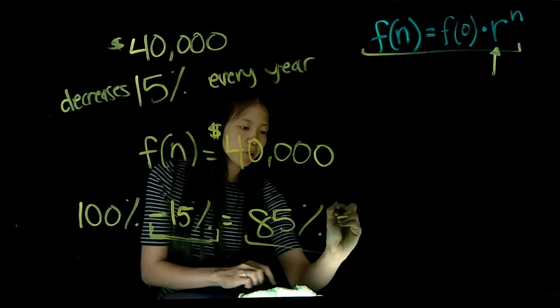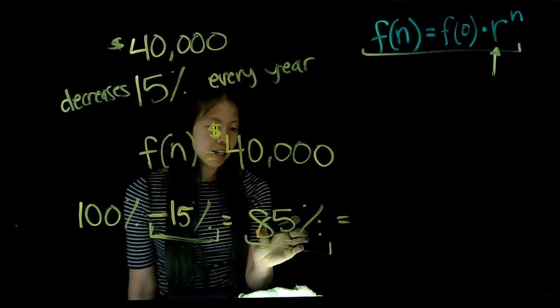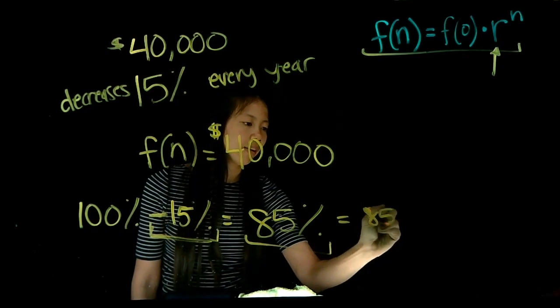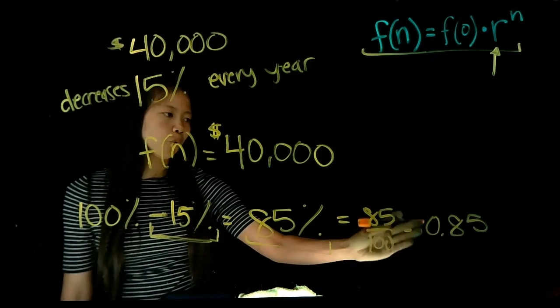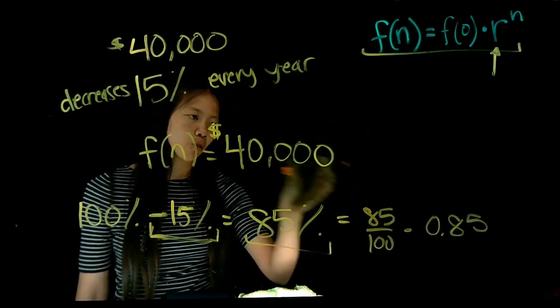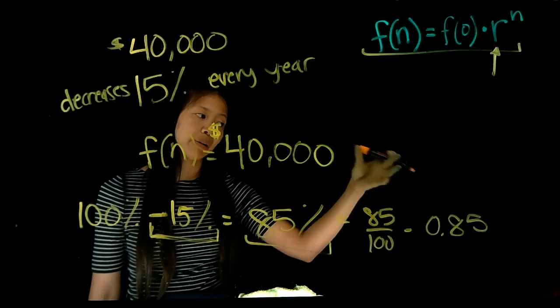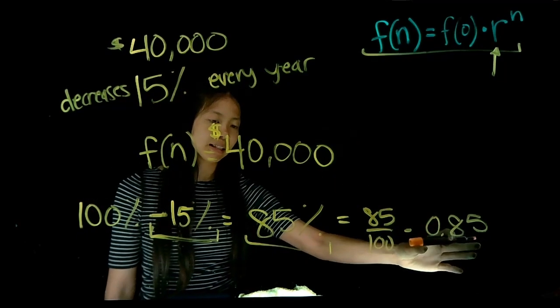So to turn this into a multiplier, or the common ratio, 85% is the same as 85 out of 100, and that is the same as 0.85. Notice that there's no 1 in front, because I'm not keeping 100% of my car's value and then it's growing. I'm actually losing a little bit. That's why it is less than 1.